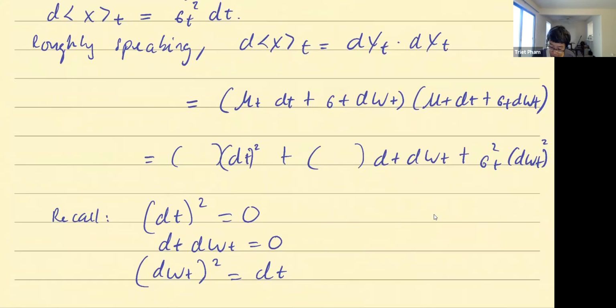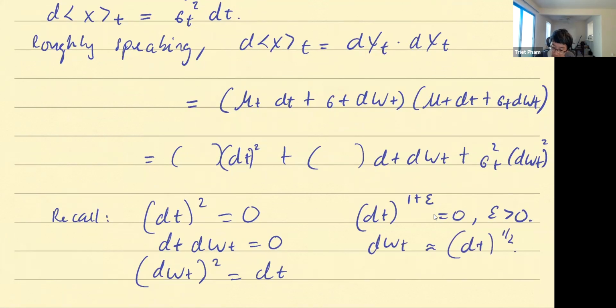And the further reason why this is true is because they all kind of boil down to dt raised to 1 plus epsilon is equal to 0 for any epsilon positive. And so dwt is, roughly speaking, dt to 1/2, because the quadratic variation of the Brownian motion is dt. So therefore, this is like dt to 3/2, which is 0, and this is exactly dt.